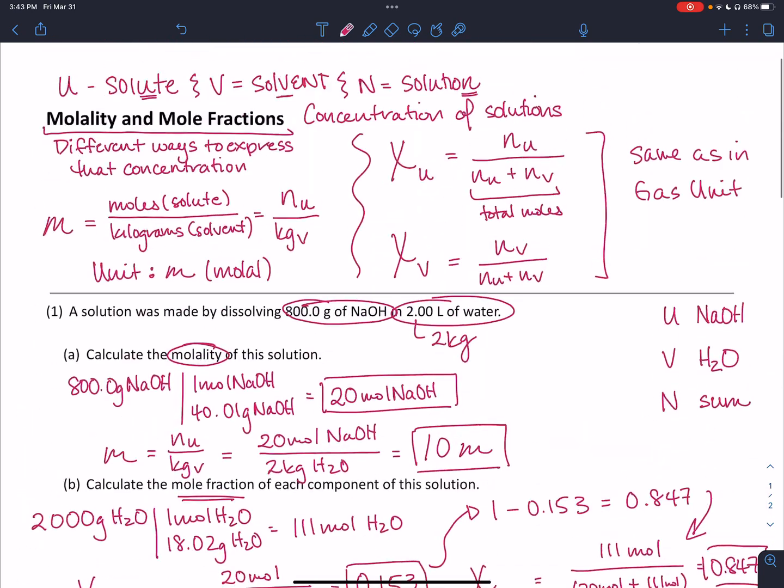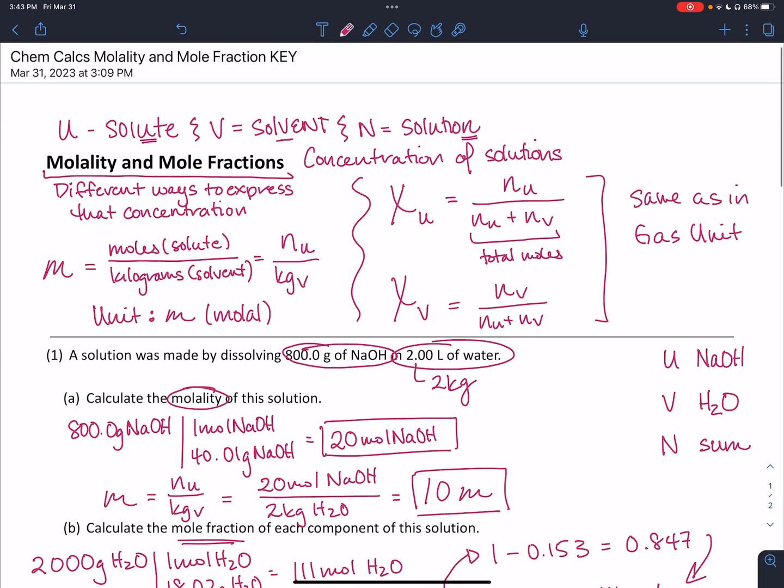Okay? So again, solute, solvent, solution, very important to identify the different parts of the solution. Please do not mix up molality and molarity. It's one letter difference, but the calculation is very different. For molality, we need moles of solute divided by kilograms of solvent. If you're going to do mole fractions, make sure that you have moles of each component, and then you take the part and you divide it by the whole. Okay, hope that helped.